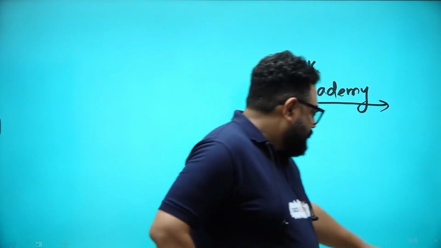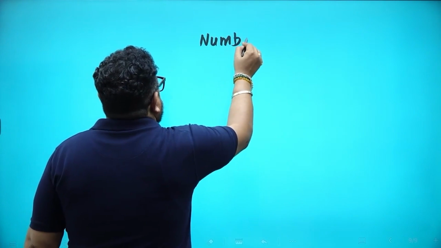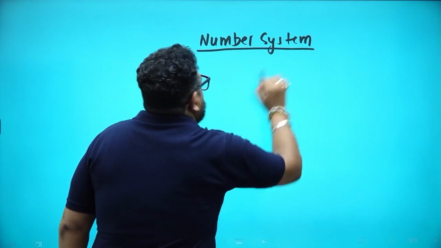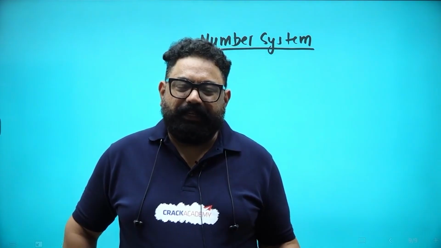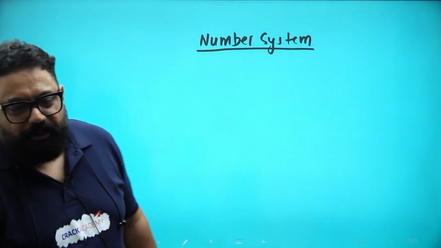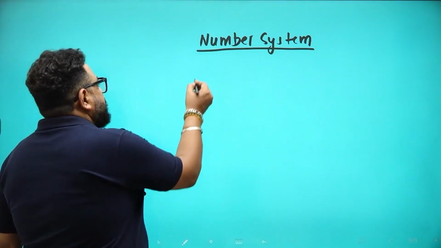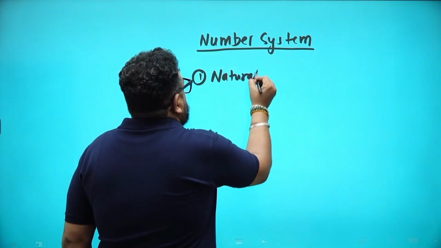So now I would start with number system. The core problem is all of us lack very simple basics. What exactly is number system and how do we connect number system with various other topics, right? So we have to talk about this, right? So the first ingredient of number system, the first classification, is natural numbers.